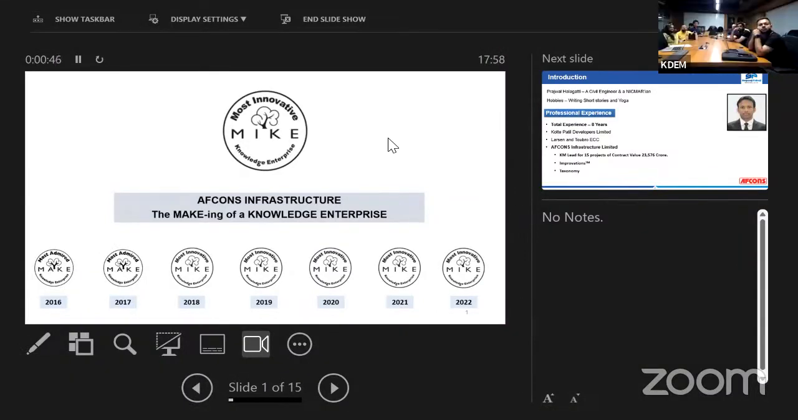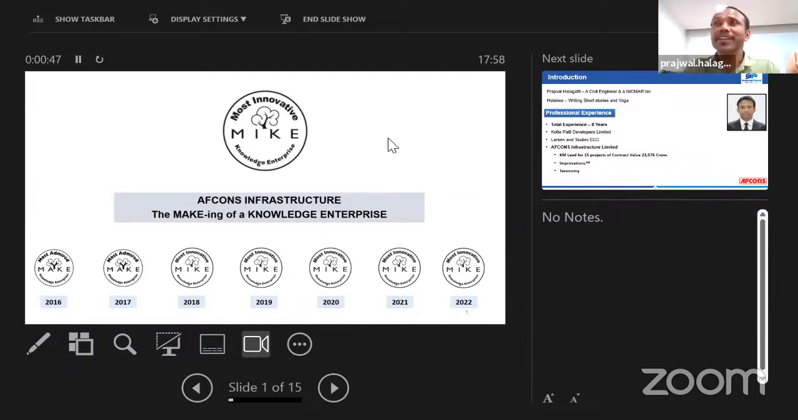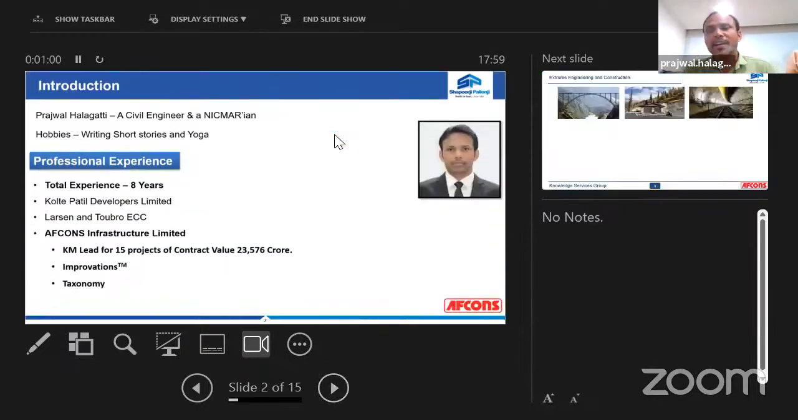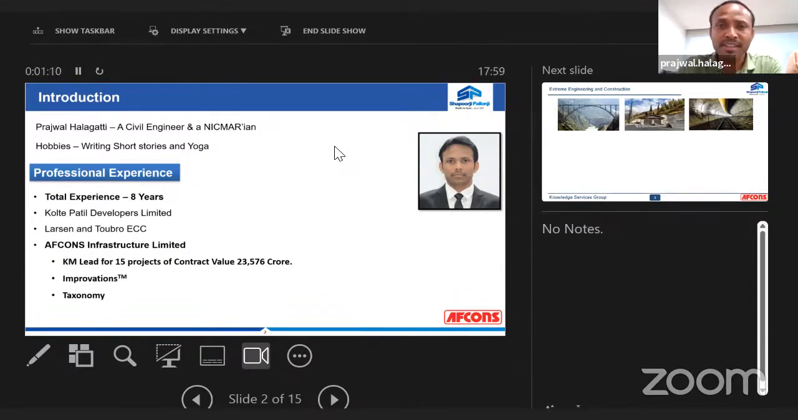Now it gives me immense pleasure to be here as a presenter with all the learnings I have gained from the previous meetings of KMJN as well as from the KM community. My name is Prajwal Halagati. I'm a civil engineer and I have completed my postgraduate program from MXR, Goa. My hobbies are writing short stories and yoga.